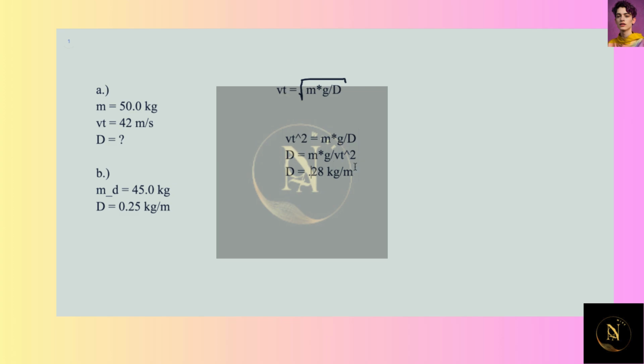So now we are going to go back to our original equation. I'm just going to rewrite it as this one here. So our vt squared equals m times g over d, except now our m is 45, g is 9.8, and d is 0.25. So we're just going to solve for v, we want to take the square root of both sides. And when we plug that in, we should end up with vt equals 42 meters per second.